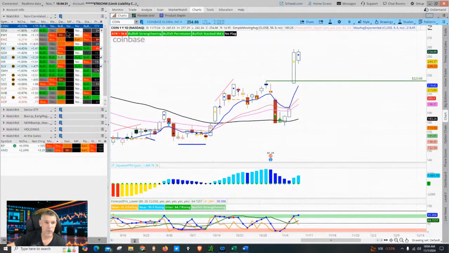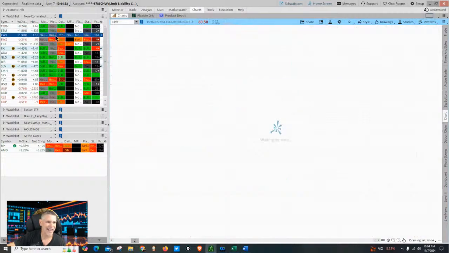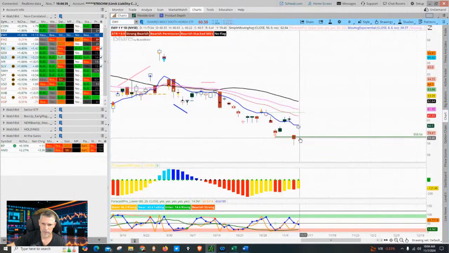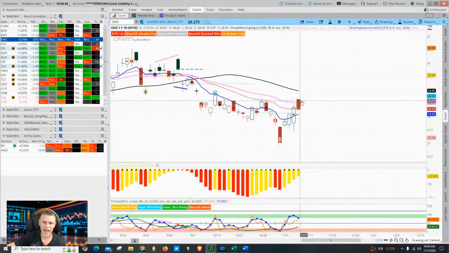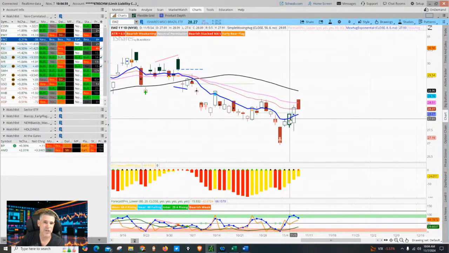EEM, no bias, right? No bias, no trade. EWY, bias down. What's the setup? Well, this is ugly. So this is called ugly setup. No setup. EWZ, we already looked at that. That's got an equal high, but guess what? You're in a red squeeze. So this one is a daily squeeze to the downside. Your stacked moving averages to the downside. Beautiful mid-compression squeeze. Bias down, squeeze.